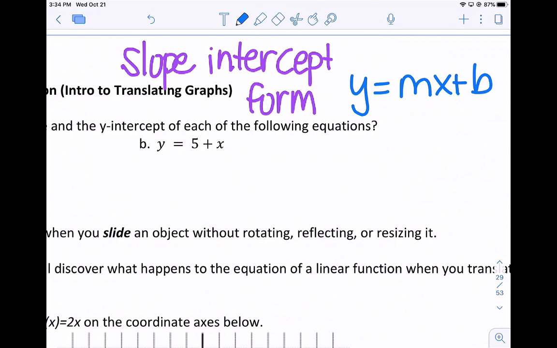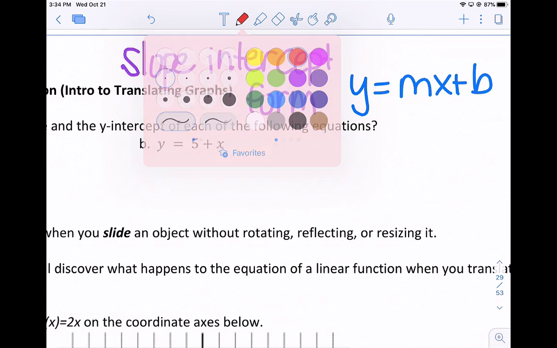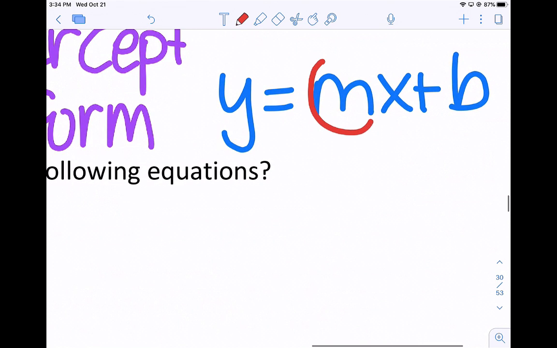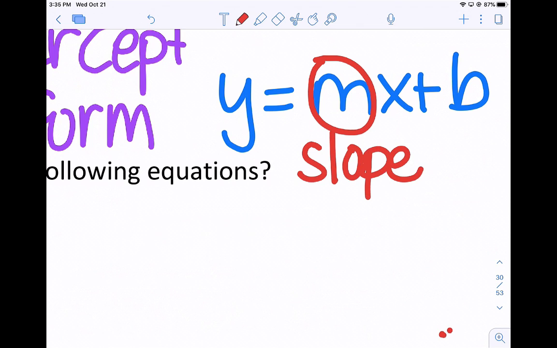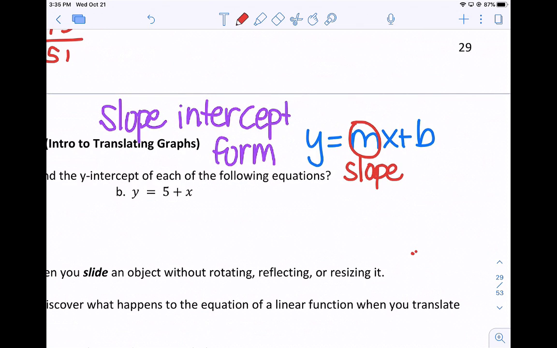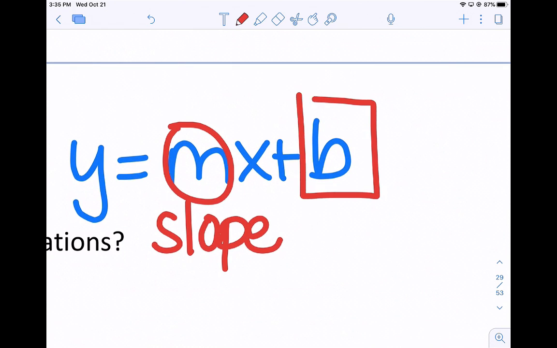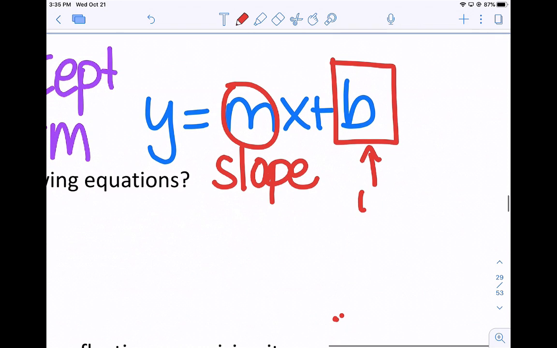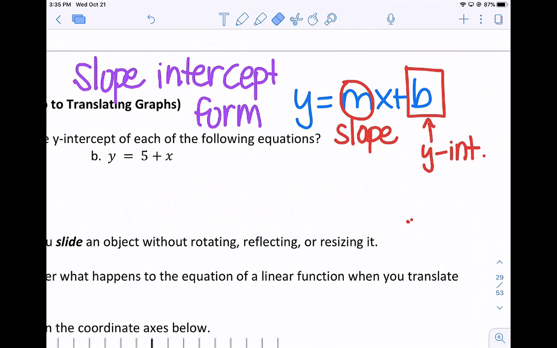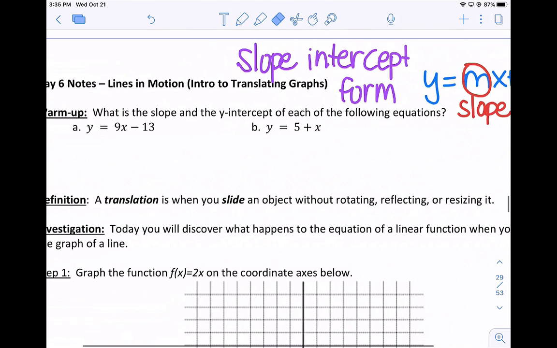So if you recall, in slope-intercept form, the slope is the number next to the x. It doesn't include the x, but it is next to the x. So here we use the letter m, for modulus of slope is where it came from. So here is m, and that is our slope. And then the y-intercept, where the graph crosses the y-axis, is the b value. So here is your y-intercept of a graph.